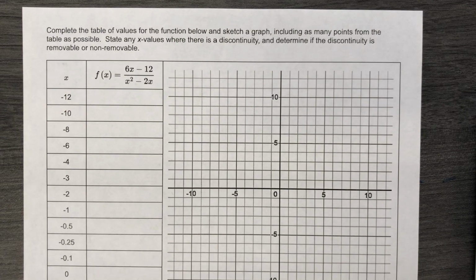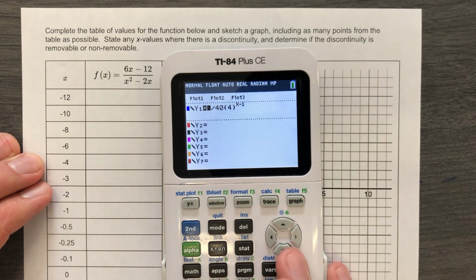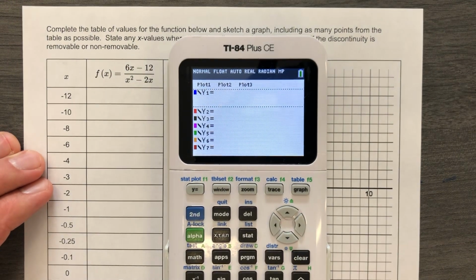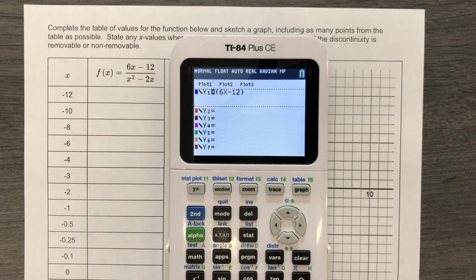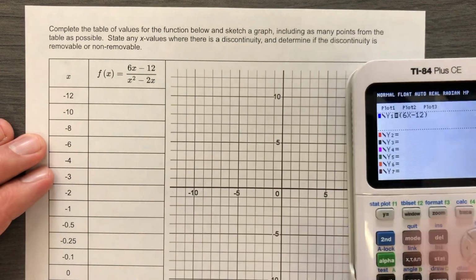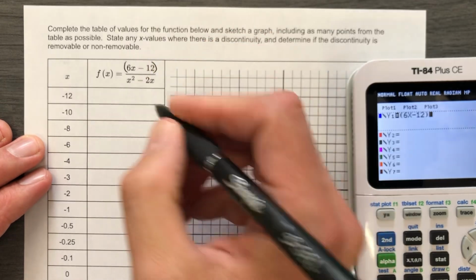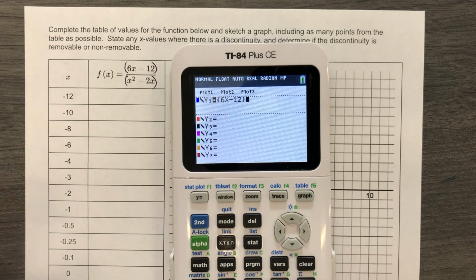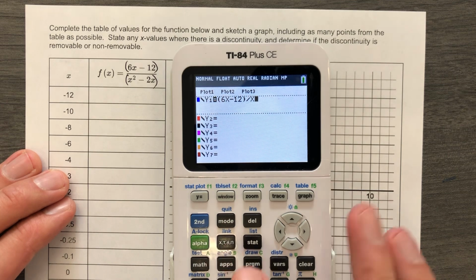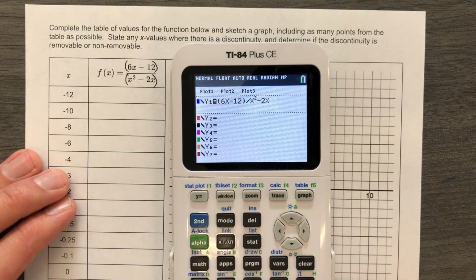Same directions, different function. Now, you're going to get to a point in this one where you think, man, this looks awfully familiar. This one has one little catch to it that's really neat. So I'm going to graph this one in a calculator. So 6x minus 12. If you're graphing in a graphing calculator, you do need parentheses around the entire numerator because it is more than one term, and the entire denominator because it is more than one term. So 6x minus 12, and then x squared minus 2x.